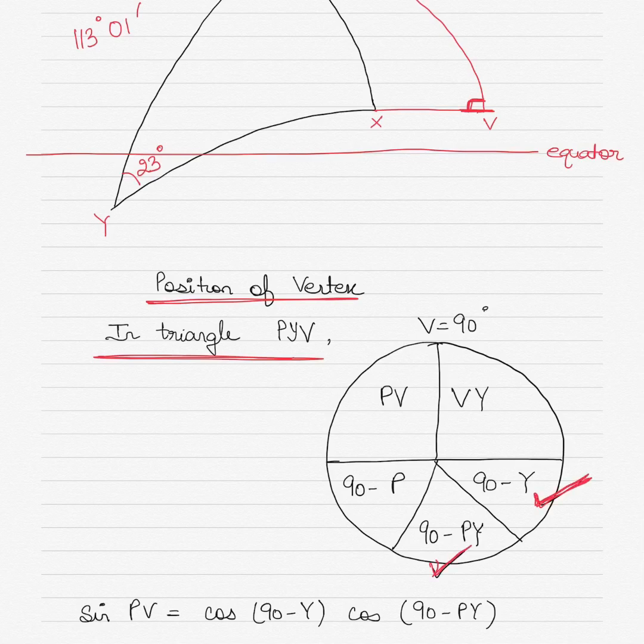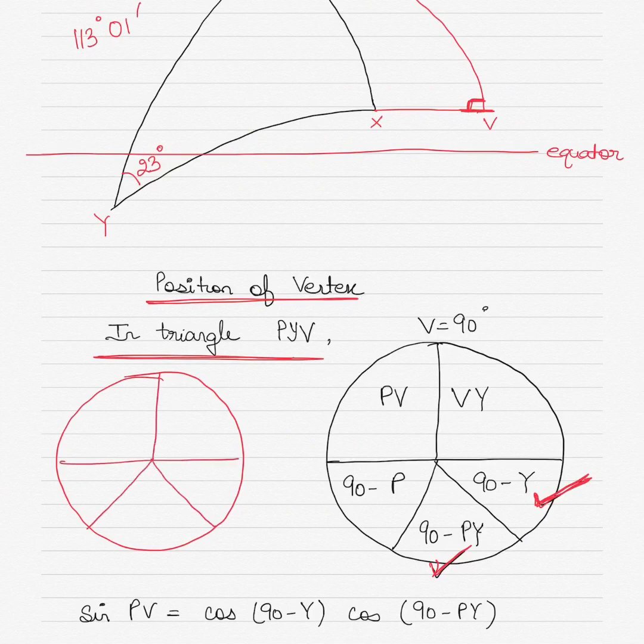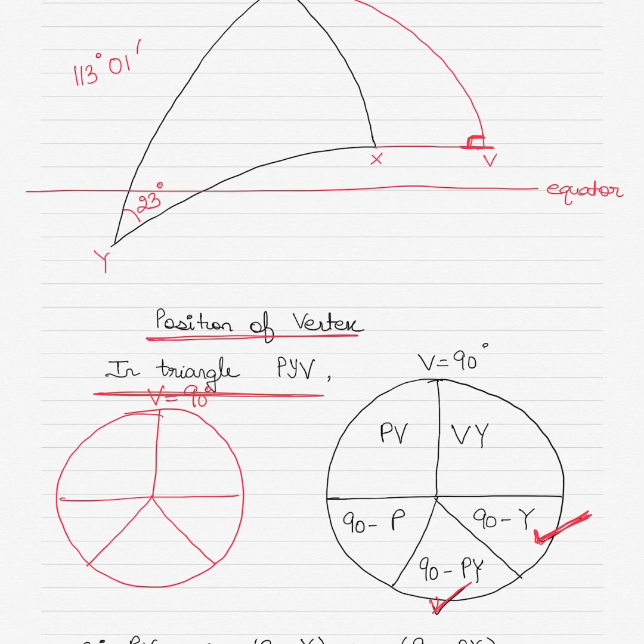Now if you don't know how to draw the Napier's diagram, I'll show it to you. Draw a circle, that is triangle PYV. Alright, in triangle PYV, divide the first semicircle into two halves and the bottom semicircle into three. Outside the semicircle, write down the 90-degree angle. V equals 90 degrees in this case. Then write down the sides next to the 90-degree angle. What are the sides next to the 90-degree angle? PV or VY. You can write VY or PV, it doesn't matter.